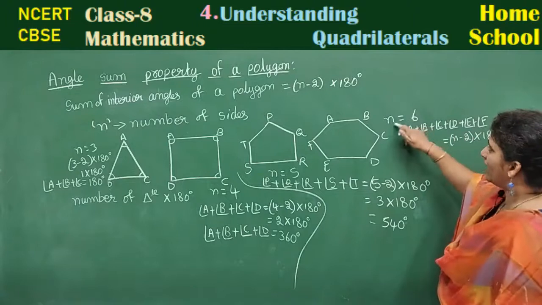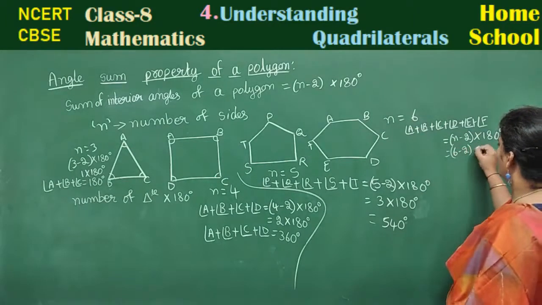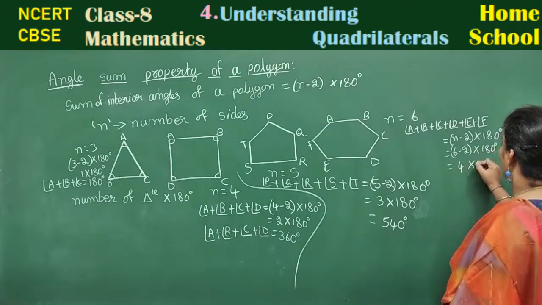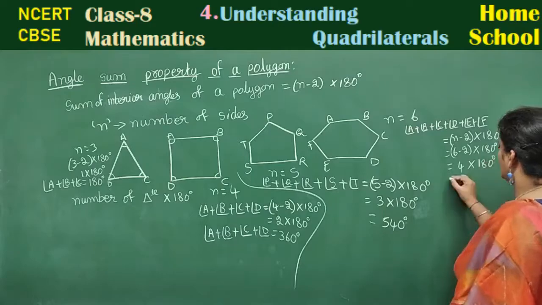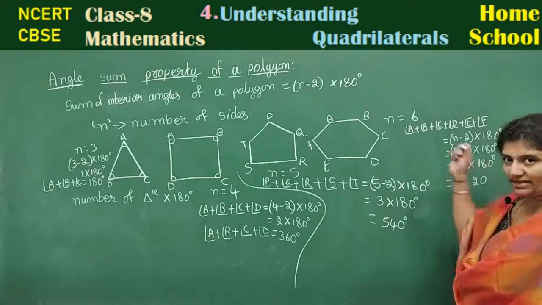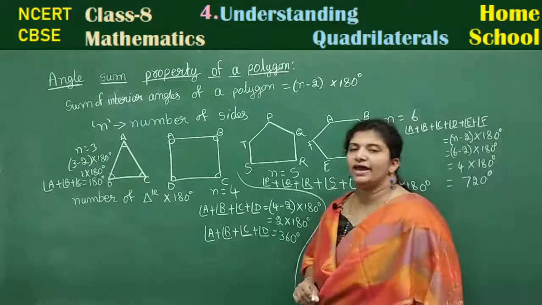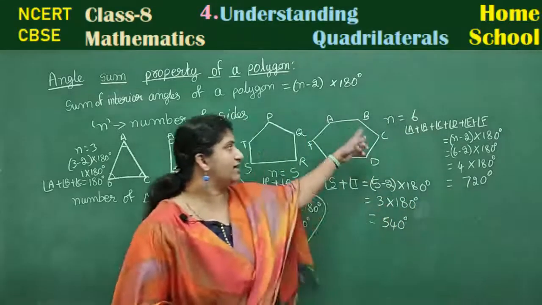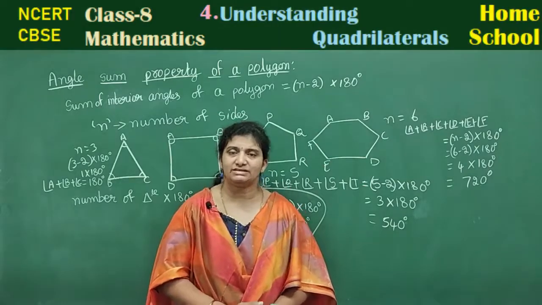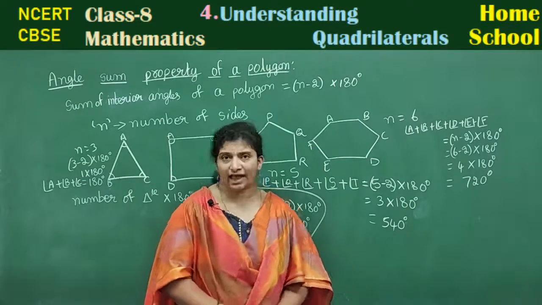How many sides do you have? 6 sides. 6 minus 2 into 180. 6 minus 2 is 4. 4 into 180 degrees. 4 8s are 32, 4 1s are 4 plus 3, 7. So the angle sum property of a hexagon: the interior angle sum is equal to 720 degrees. Right? Is it clear?